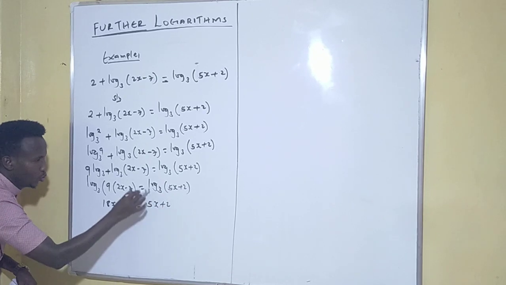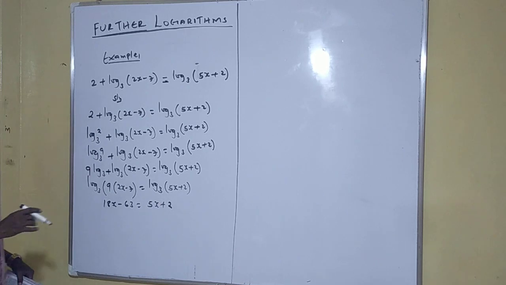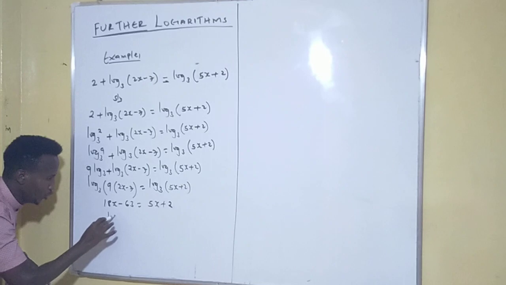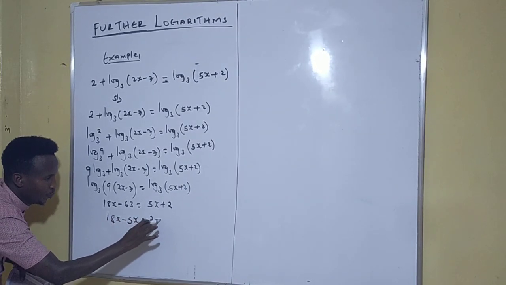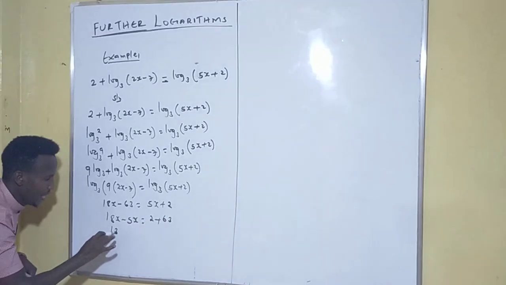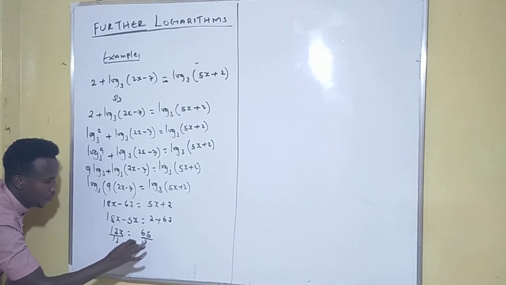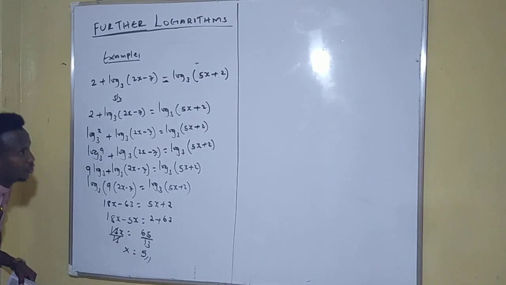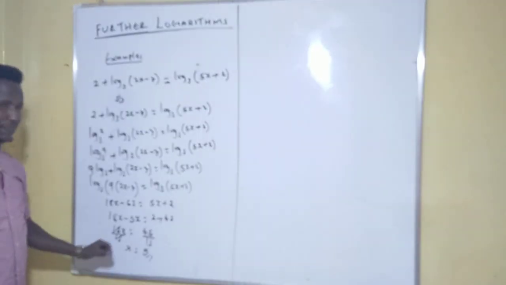5x plus 2, because we have deleted log base 3. So take this one to this side and that one to the other side. It will be 18x minus 5x is equal to 2 plus 63, because the minus on the other side becomes positive. So you have 13x is equal to 65, over 13 cancel. So x is equal to 5, and that is the final answer.